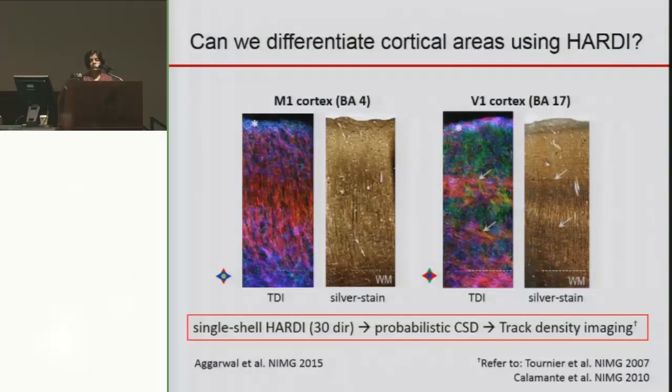So then the question is, can we go ahead and use Hardy to actually differentiate cortical areas in the human brain? So this figure shows a comparison of track density images of the primary motor and visual cortices. And this is data acquired using single shell Hardy with 30 directions. And this was followed by probabilistic tracking using spherical deconvolution, which you heard about in the morning. So the first thing that we can see here is that the contrasts look very different for the 2 areas. And then we can also compare this with silver staining to again understand the diffusion contrasts and their structural basis in the cortex. So you can see these silver stained images and their layer specific contrasts.